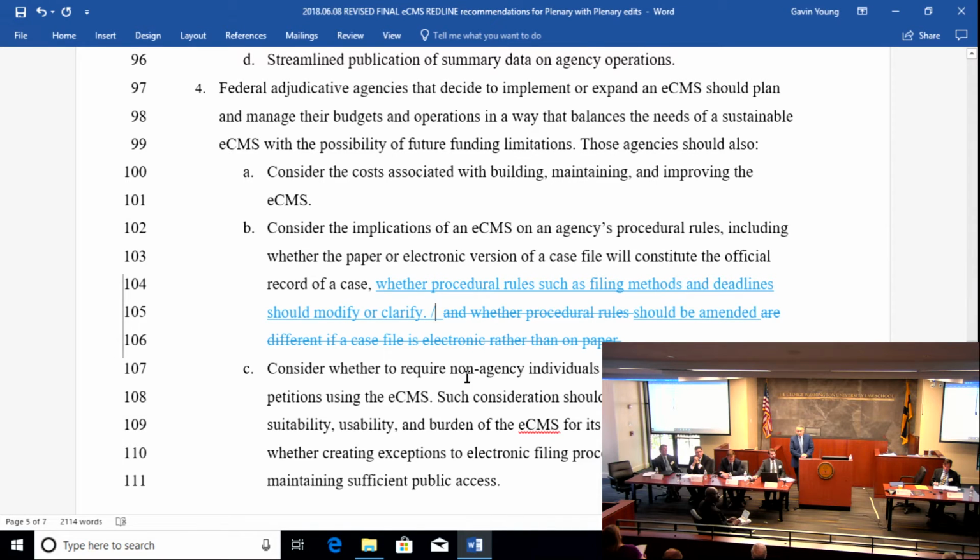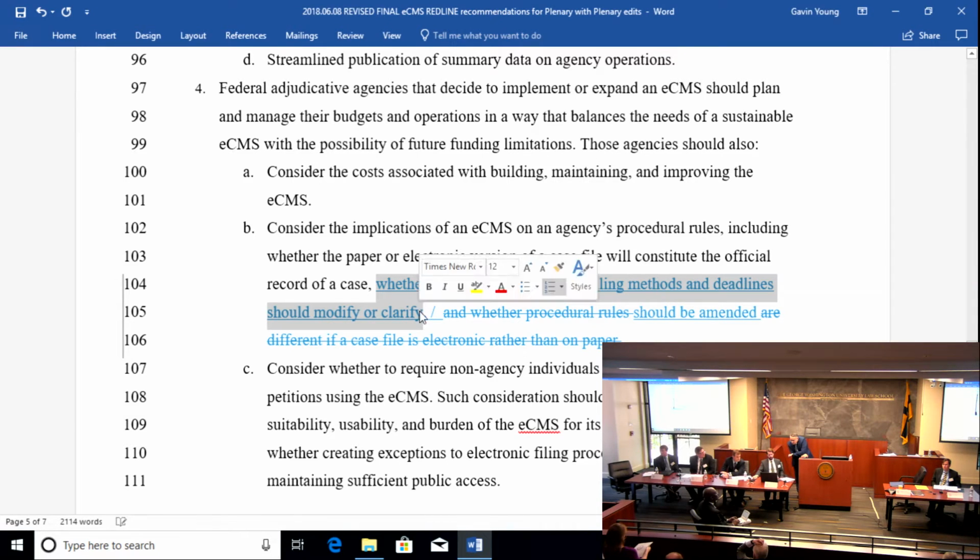My only point is to give some concrete examples there, which I think are easily understood and have been in cases where electronic case management has come into play. Service can be by email instead of by registered mail or whatever. So I just think the recommendation is a little bit more useful to people coming in cold to have those examples than to say whether the procedural rules should be different. What are you proposing? The language that's up there. Filing deadline should be modified or clarified.